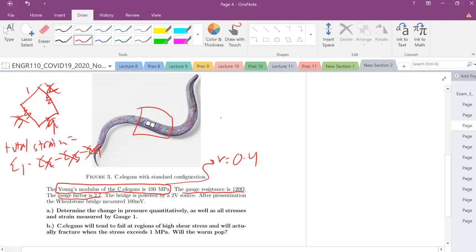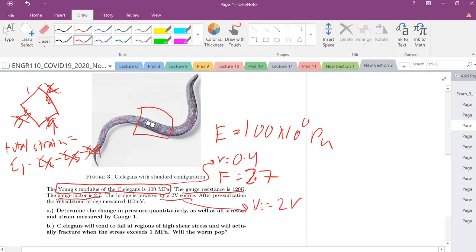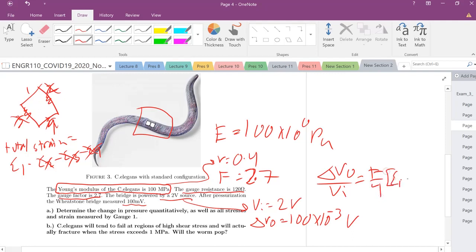Gauge factor is 2.7, so let's write this out. E is 10^6 pascals. We know that our F is equal to 2.7. Bridge is powered by a 2-volt source, so V_i equals 2 volts. And after pressurization, the Wheatstone bridge measured 100 millivolts. So our delta V_o is equal to 100 times 10 to the minus 3 volts. So from this information, we're going to probably use delta V_o, V_i, F, 4, epsilon 1 minus epsilon 2 minus epsilon 3 plus epsilon 4.